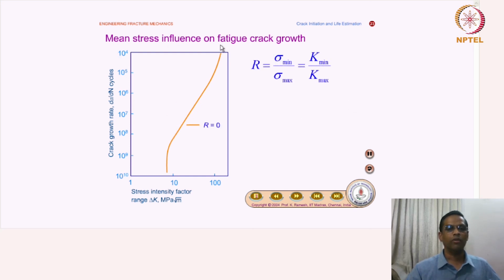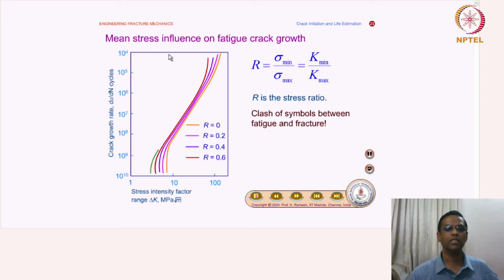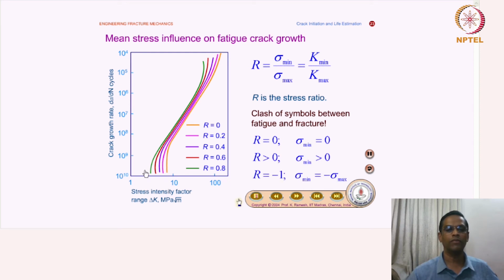The mean stress influence on fatigue crack growth is given in this plot. If you keep changing the value of R, then you are essentially looking at the mean stress influence. What you will see here is the curve keeps moving to the left-hand side, but not significantly in this Paris region. But it has some influence again on region 3.